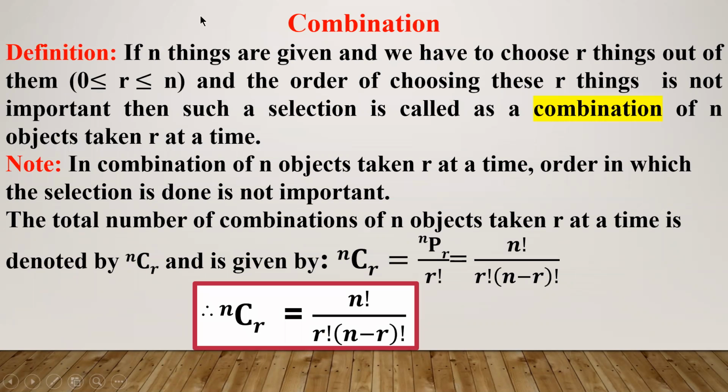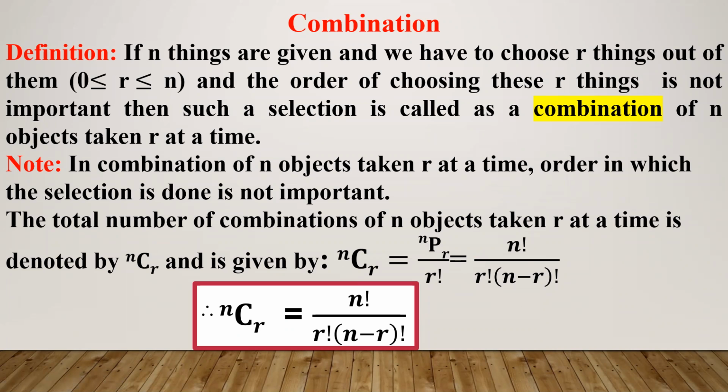What is a combination? If n things are given and we have to select r things out of them and the order of selection is not important, then such a selection is called a combination of n objects taken r at a time. The number of combinations of n objects taken r at a time is given by the formula nCr, and the formula to calculate that is n factorial divided by r factorial into n minus r factorial.